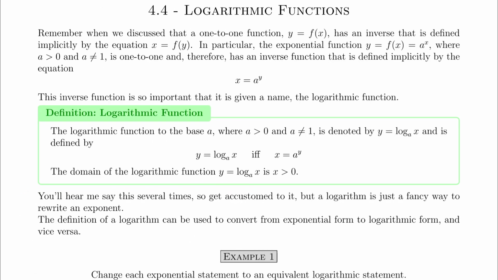Good morning, college algebra. Today we are looking at logarithmic functions.